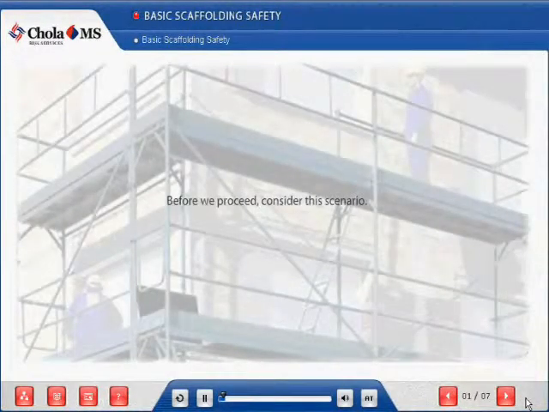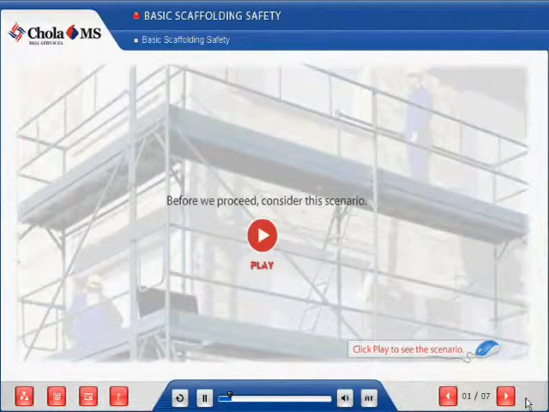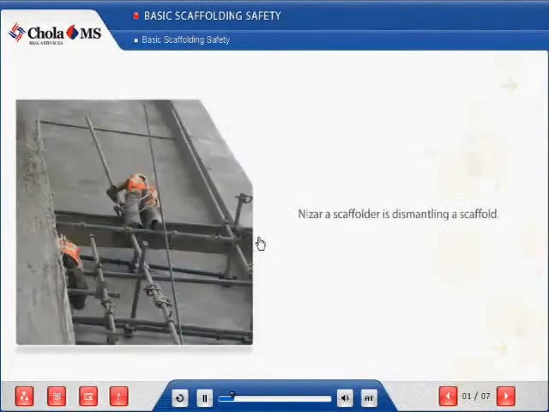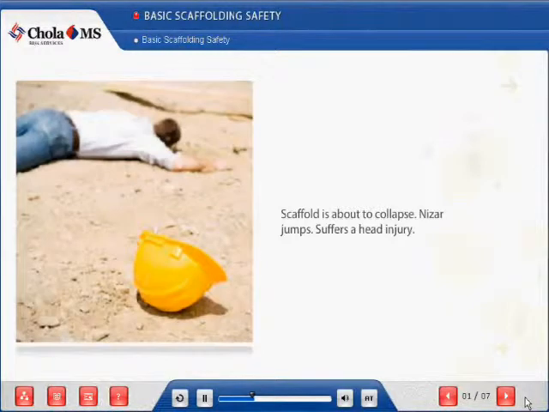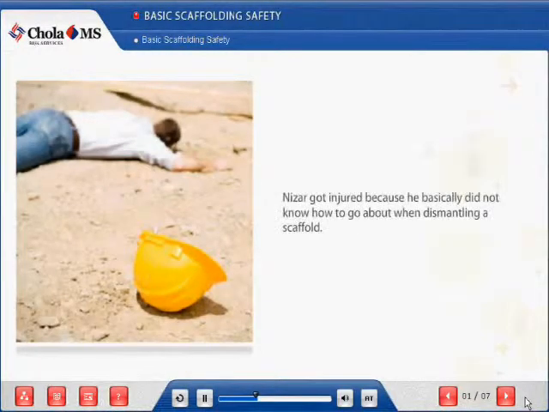Before we proceed, let us consider this scenario. Click play to see the scenario. Nizar, a scaffolder, is dismantling a scaffold. While doing so, he suddenly realizes that the scaffold is about to collapse. He jumps over to escape but suffers a head injury. Nizar got injured because he basically did not know how to go about when dismantling a scaffold.